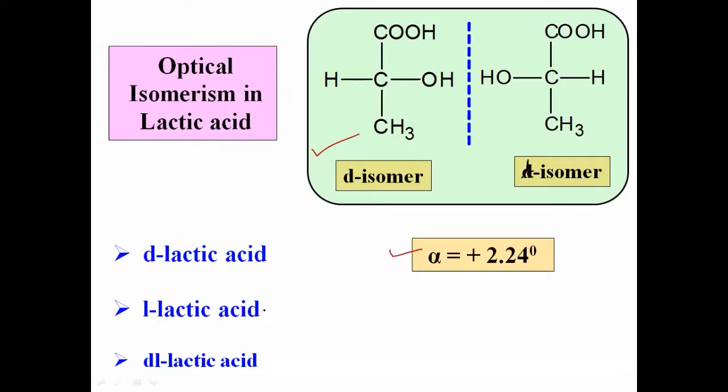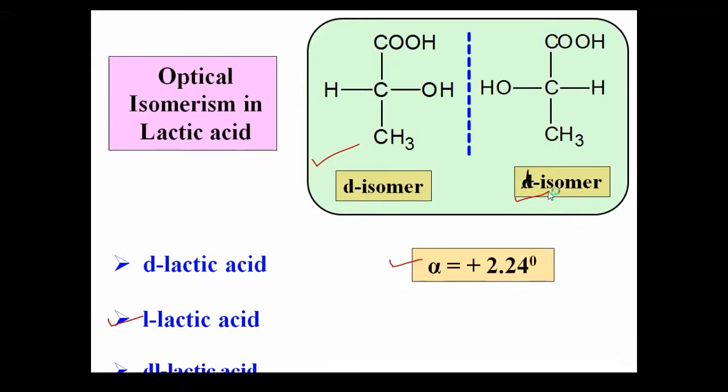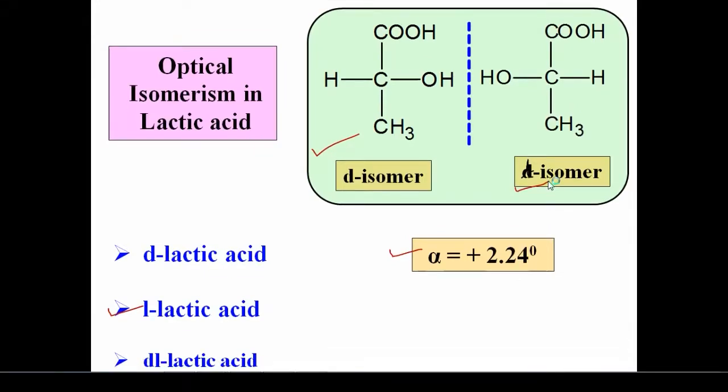While L-lactic acid, the second, is the Leo isomer. This is the Leo isomer, and it can rotate the plane of plane polarized light in anti-clockwise direction. Now, what should be the alpha of L-lactic acid? Both isomers, dextro and Leo isomer, rotate the plane of plane polarized light by the same angle, but in a different direction.